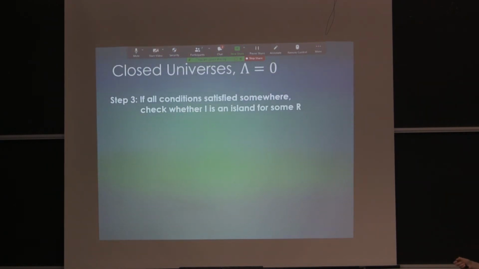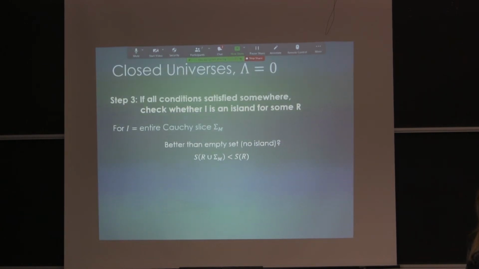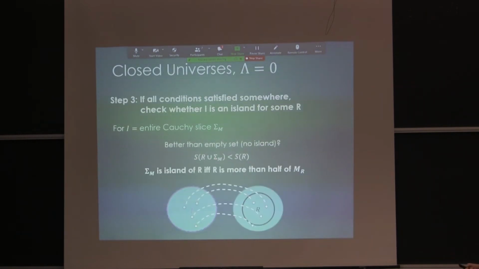So then we can ask, since the entire Cauchy slice is a viable island candidate, is there a reference region for which it is an island? That would require the entire Cauchy slice to be better than the empty set, so better than no island at all. And by better, I mean the generalized entropy is smaller, because we're trying to minimize it. And you can see from this that will be true in the case where the reference region is more than half of this reference spacetime, MR. So yes, the entire Cauchy slice is indeed an island if we choose R to be large enough.